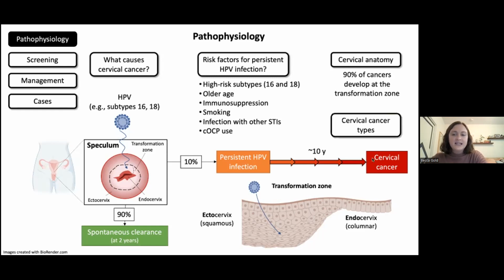And given the distinct cellular linings of the cervix, malignancy that arises from the ectocervix will be squamous cell carcinoma, representing about 75% of cases, while malignancy arising from the endocervix will be adenocarcinoma, which is much less common.